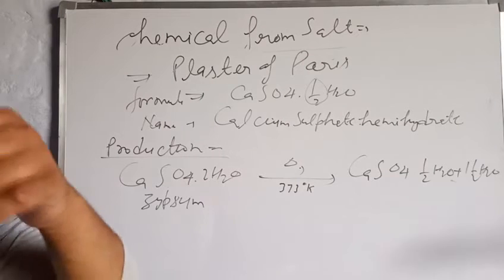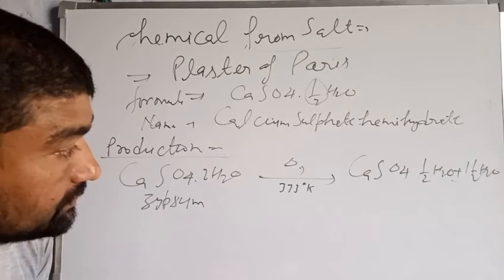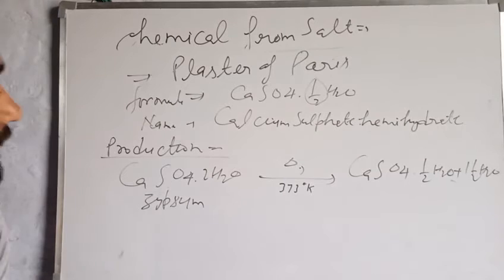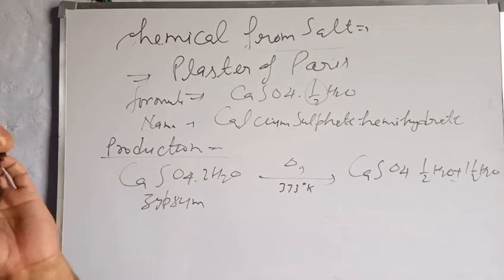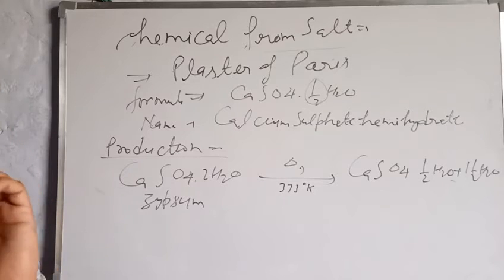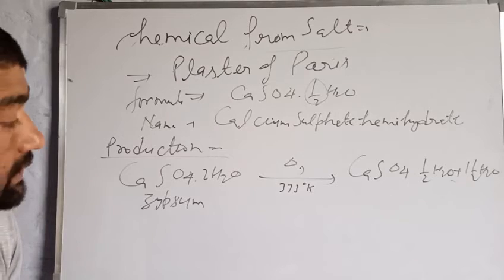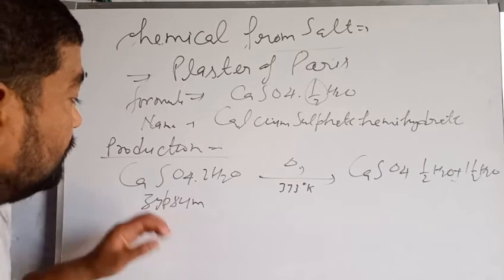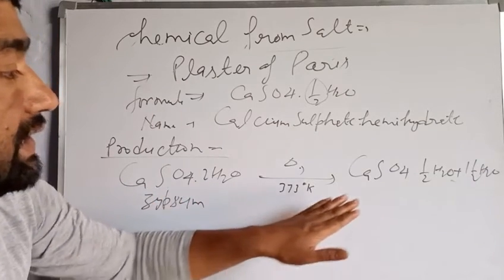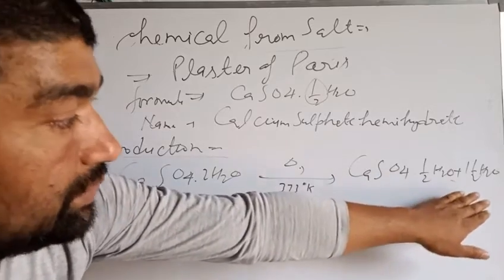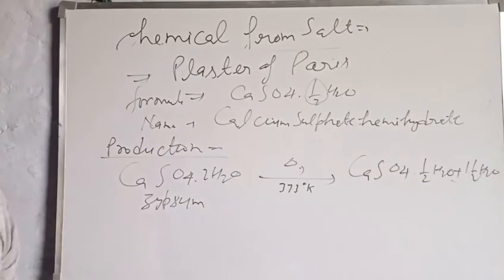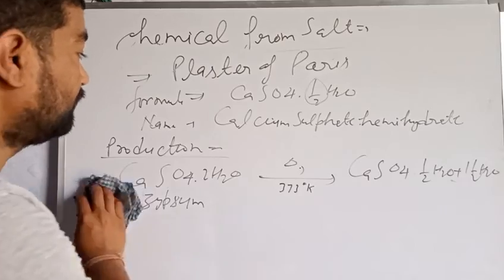Fine. Now, this is about the production of POP, also known in short as only POP. This is about the production of calcium sulfate hemihydrate. When we heat that, we get CaSO4·1/2H2O plus 1.5 H2O. Now we'll talk about the uses. Okay, quickly move to the uses.